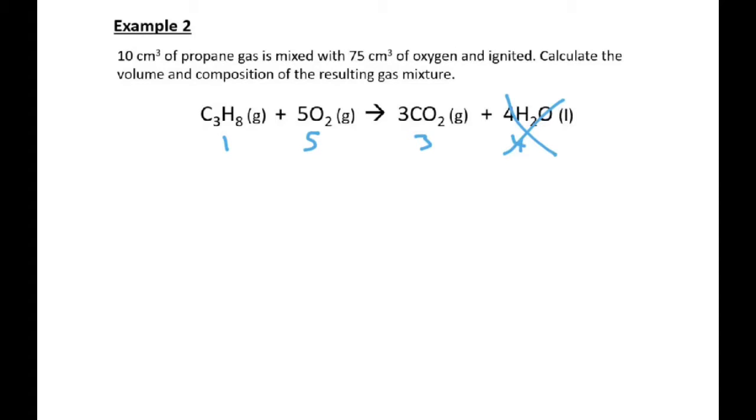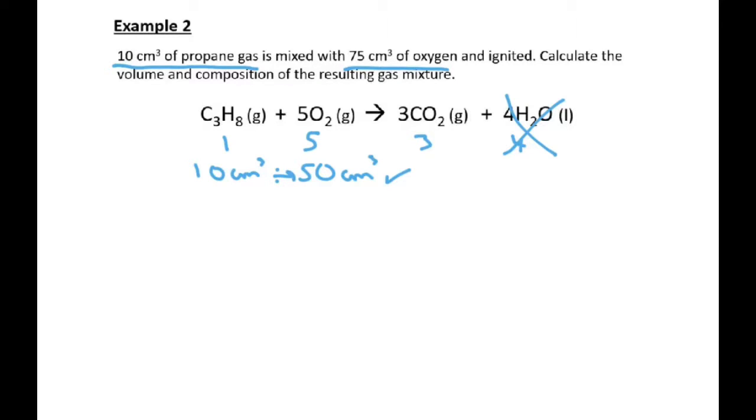So first of all, we've got propane and oxygen as our two reactants. We need to work out which one is in excess and which one is the limiting reagent. We have in the question here 10 cubic centimetres of propane gas. So if we take that 10 cubic centimetres, for 10 cubic centimetres we're going to need 50 cubic centimetres of oxygen, and we're told in the question that we've got 75, so we have enough there.